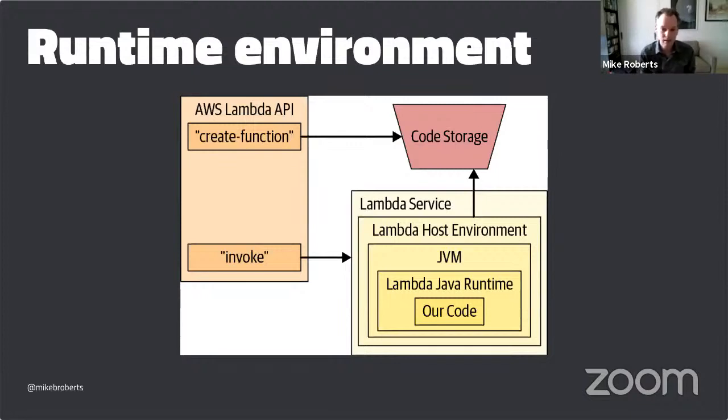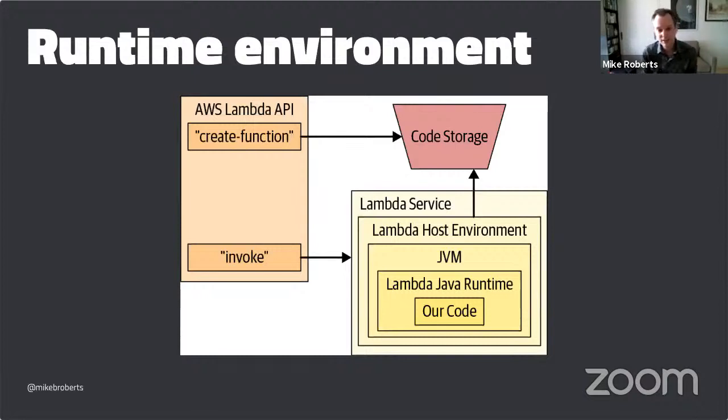Because Lambda can't be run on your own. You can't download the Lambda runtime and just run it in production. There is a test version, but if you want to run Lambda functions in production, you have to use the AWS Lambda service. And that is the thing that captures the need that we have to invoke a function.